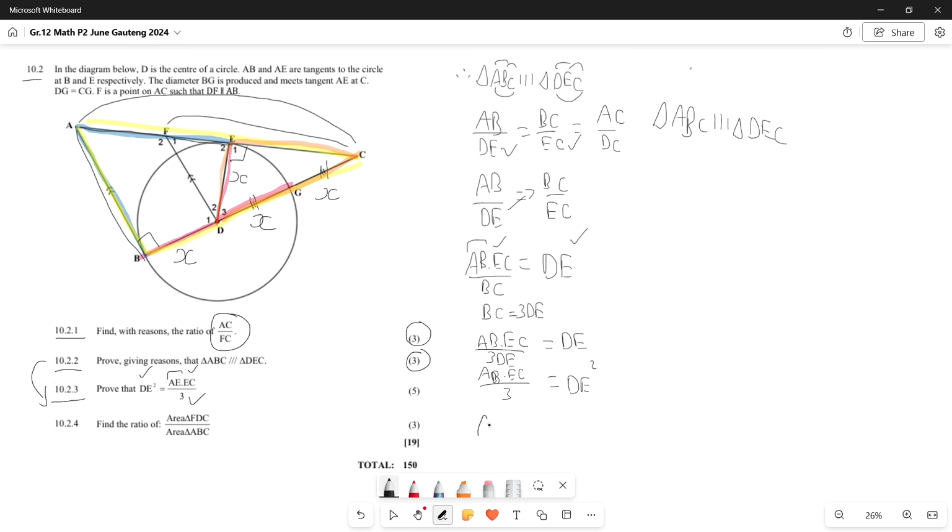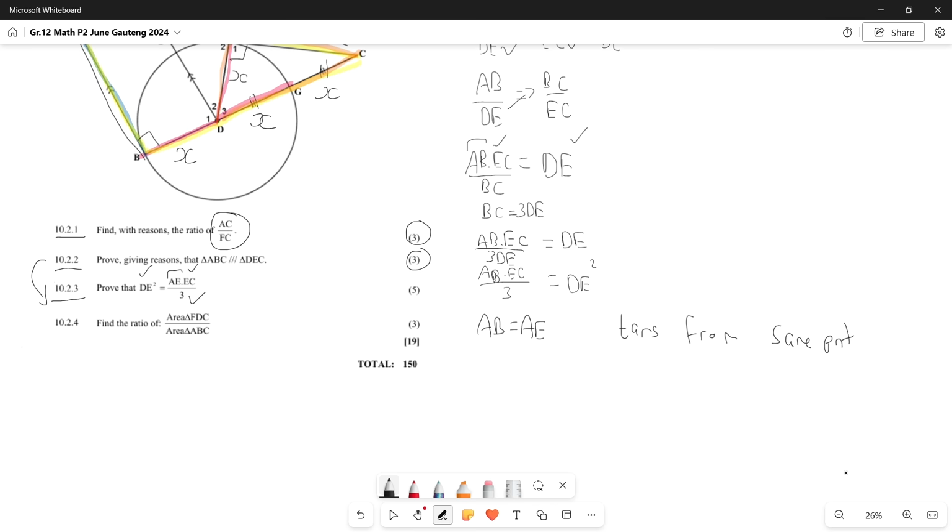So we can just go ahead and write that. AB equals AE because tans from same point. And therefore we can go ahead and substitute that in. Where AB used to live, we can now write AE, and we have AE multiplied by EC over 3 equals DE squared. And that is exactly what we have here. DE squared equals AE multiplied by EC over 3. And this would earn us 5 marks.